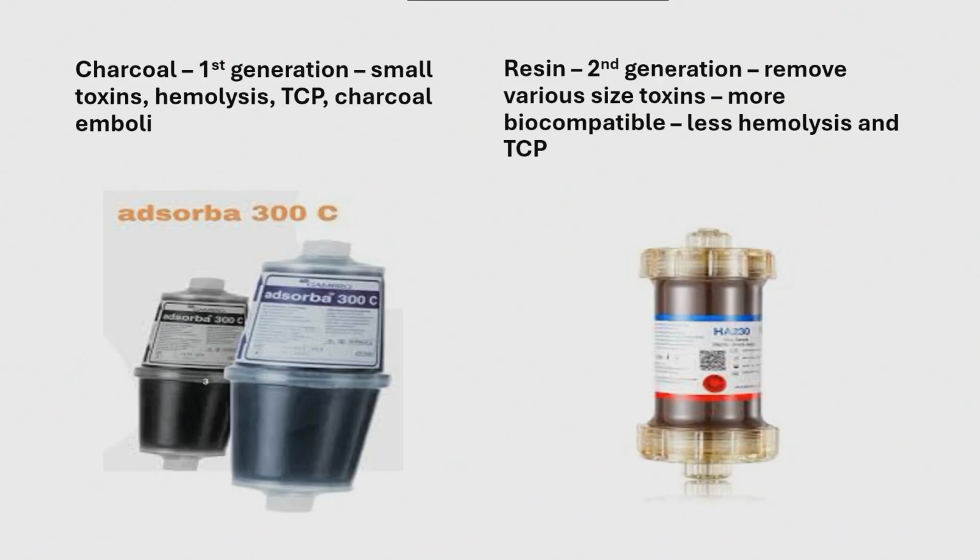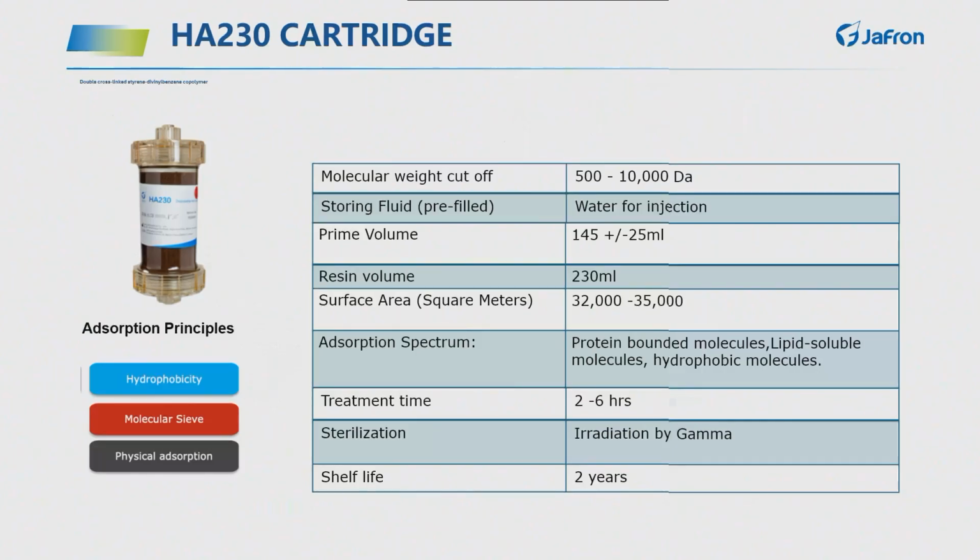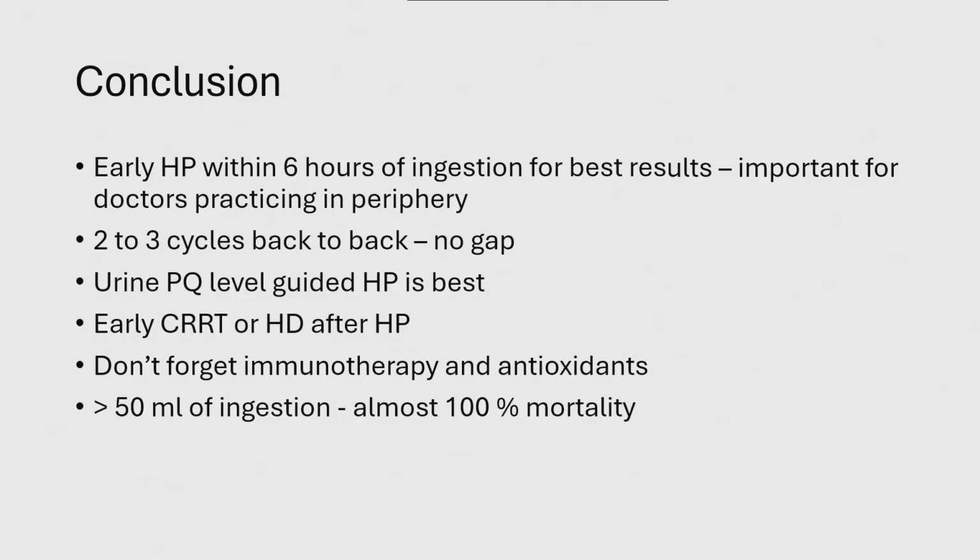This is the first generation charcoal filter, and second is the resin filter. The charcoal filter was associated with hemolysis and thrombocytopenia. Nowadays it is not available, and HA230 is freely available. It is more biocompatible with less hemolysis and thrombocytopenia. This is a slide from the Jafron company.